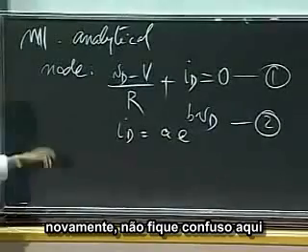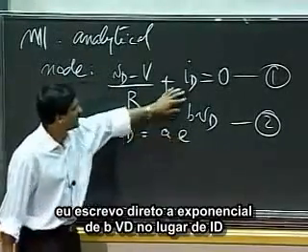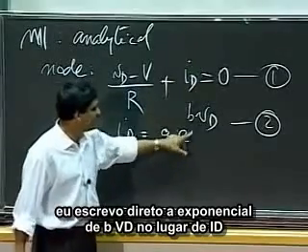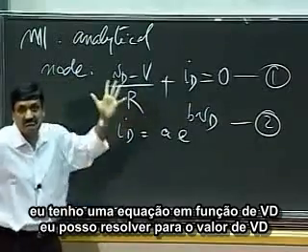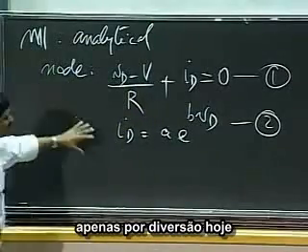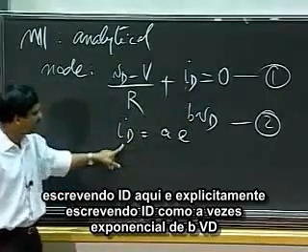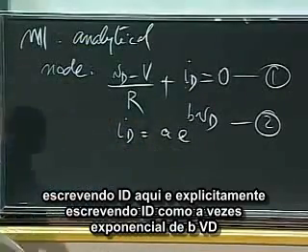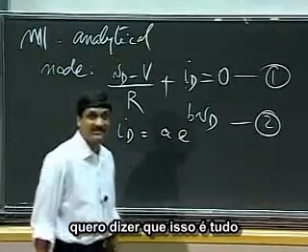Again, remember, don't get confused here. In the node method, I don't write down a second step. I directly write down A e to the BVD in place of ID. I get one equation in VD, and I solve it. Just for fun today, I'm taking 2 steps here, writing ID here, and explicitly putting down ID as A e to the BVD. Okay, now that's it. This is all there is to it.